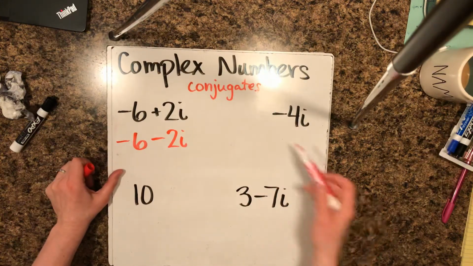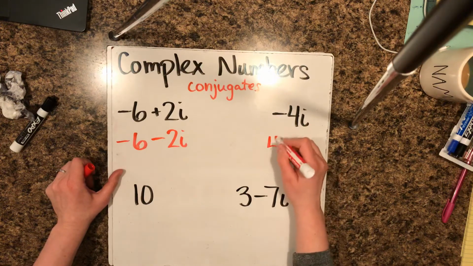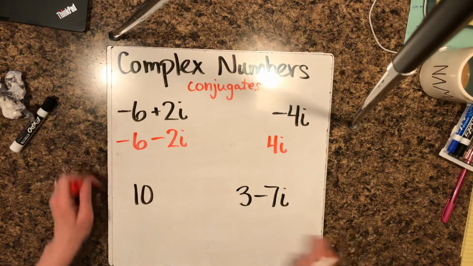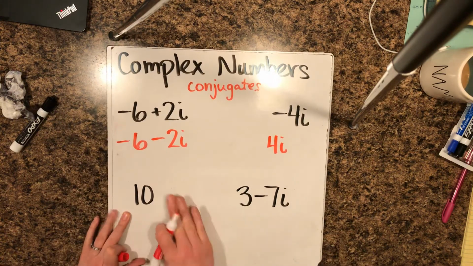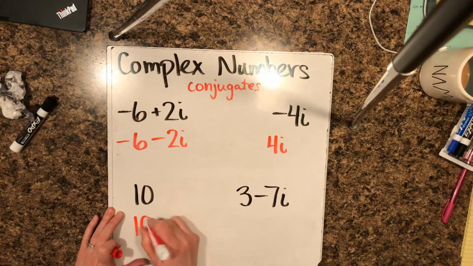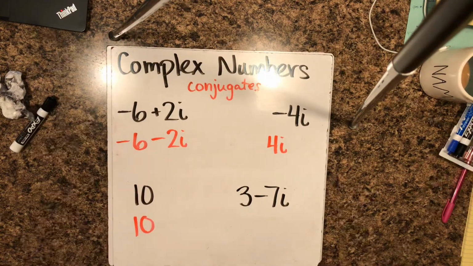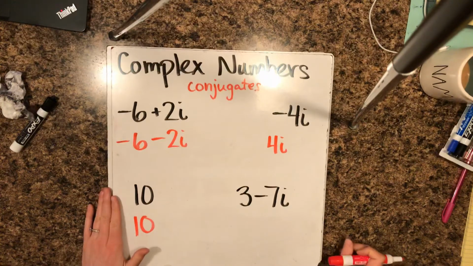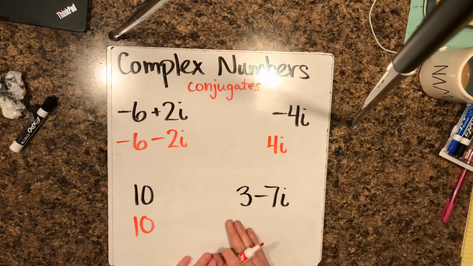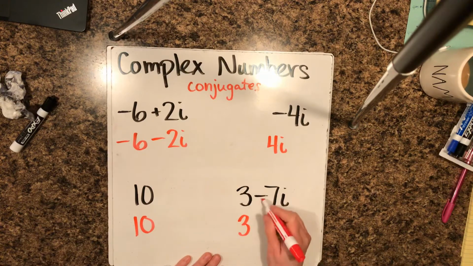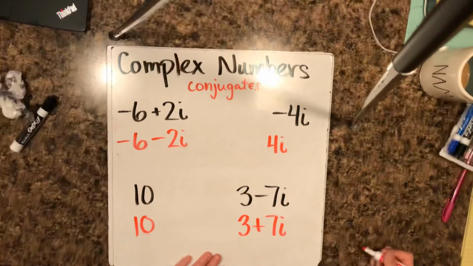Here, there is no real part, so we're still only switching the imaginary part. 4i is the conjugate to negative 4i. Here, there's no imaginary part, so switching the sign of the imaginary doesn't do us any good. The conjugate of 10 is 10. This is actually very uninteresting, even with what we're doing tomorrow. And the conjugate here, again, leave the 3, whatever sign it is, change this sign, and then we have our complex conjugates.